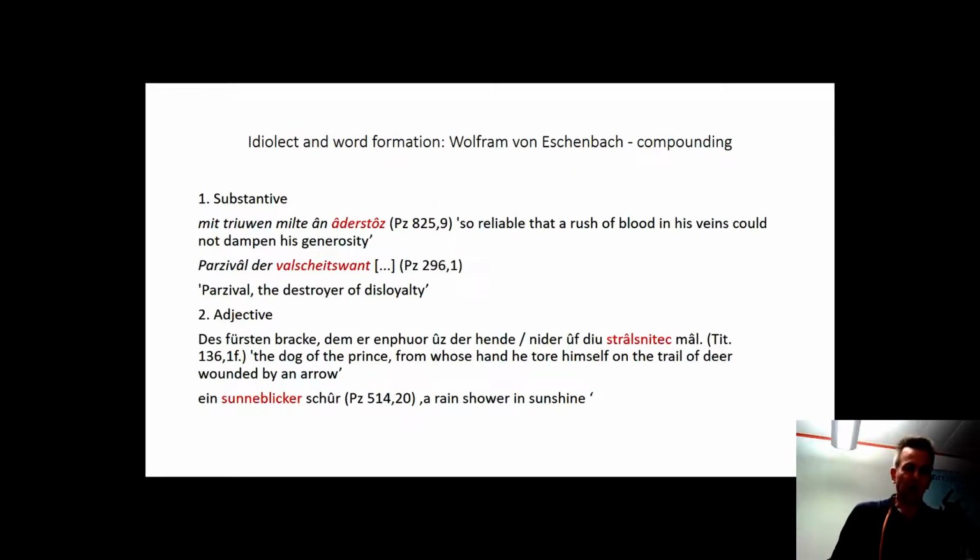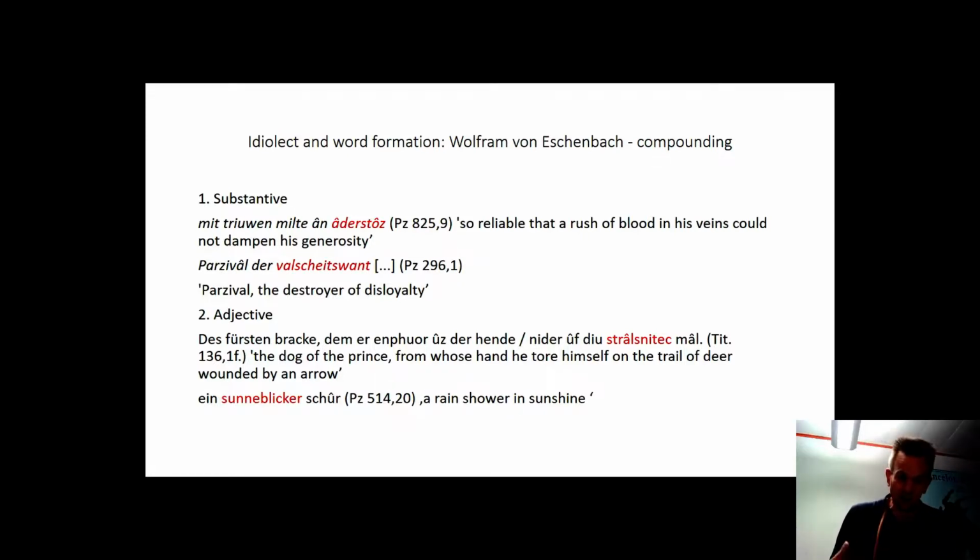In the field of compounding, Wolfram exploits the previously explained tolerance of German for ambiguous formations to the limit of what is understandable. What is meant by an Aderstoß? First example on the slide. Viewed in isolation, the constituents do not show anything that requires explanation. Ader means vein, Stoß means hit.